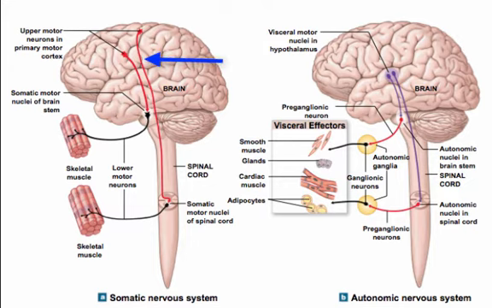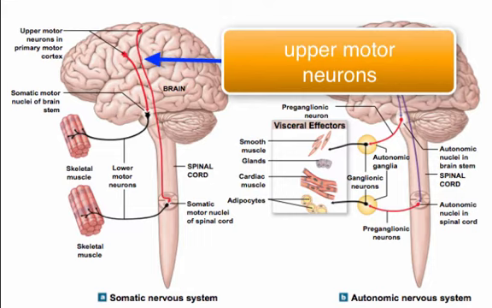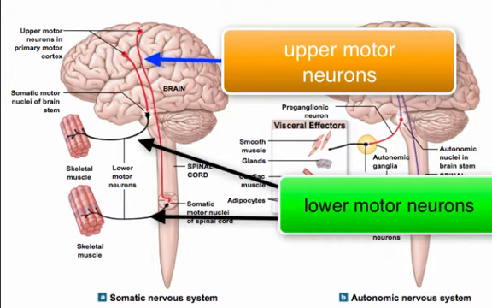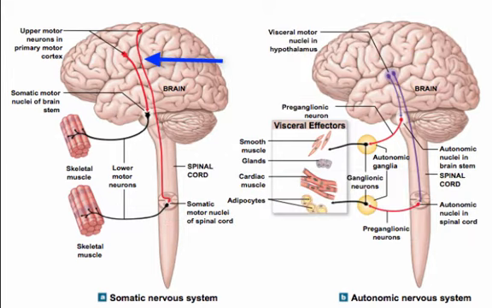The somatic nervous system originates in the primary motor cortex of the cerebrum. The initial neurons carrying their commands are called upper motor neurons. These upper motor neurons extend to the brainstem or to the spinal cord, where they will synapse on another neuron called the lower motor neuron. This lower motor neuron exits the central nervous system and synapses on skeletal muscles. The effectors for the somatic nervous system, then, are skeletal muscles.